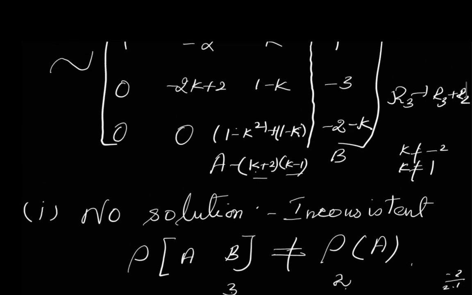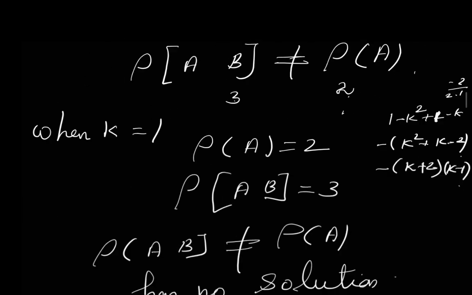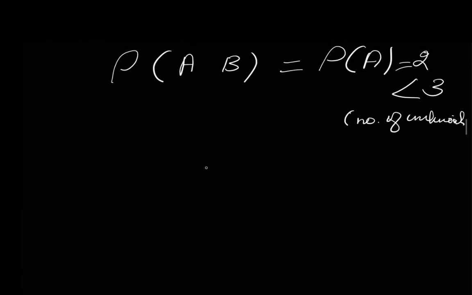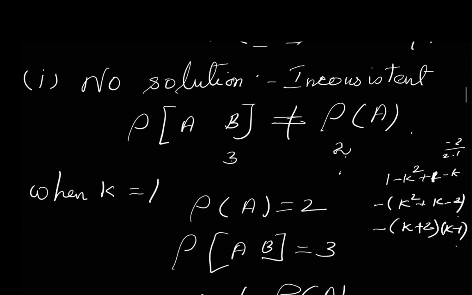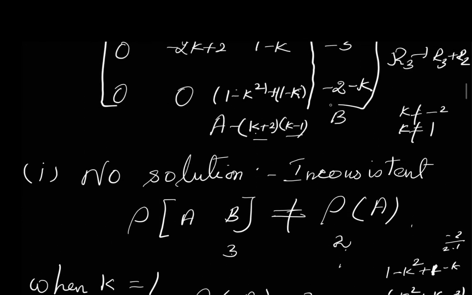In that case, both the ranks should be equal to 2. So the last row completely must become 0. When do they become 0? Let me put here minus 2, k plus 2. When I put k equal to minus 2, I am getting 0. And also here, k equal to minus 2, minus of minus 2 plus 2, so minus 2 plus 2 is 0. So the whole row becomes 0 for the value k equal to minus 2.